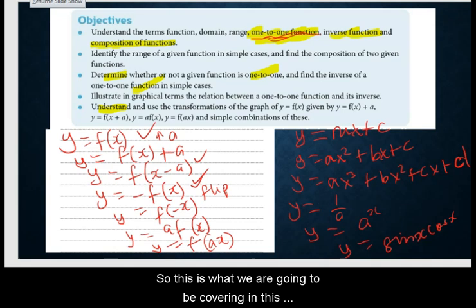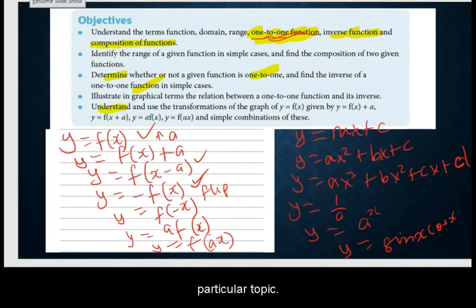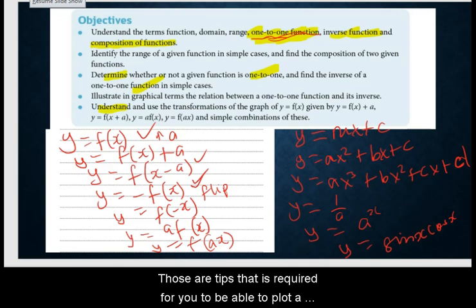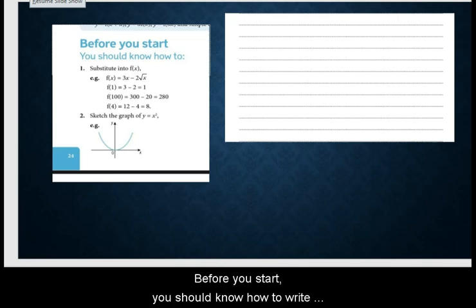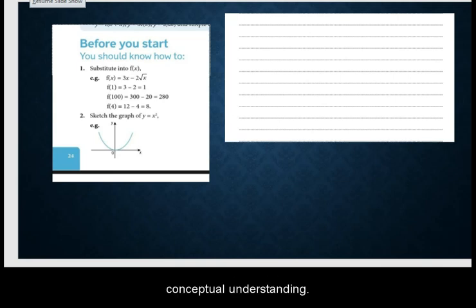So this is what we are going to be covering in this particular topic. We should be able to plot a table of values for accurate points, and we mark intercepts and turning points. Those are tips that are required for you to be able to plot a good graph as required by your specification, Cambridge specification. Before you start, you should know how to write conceptual understanding.